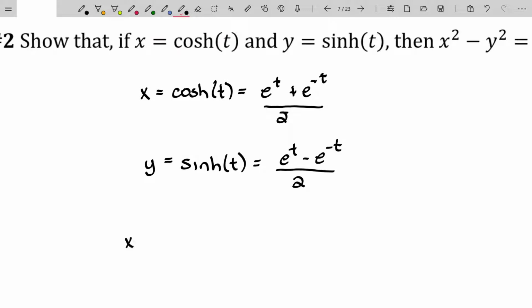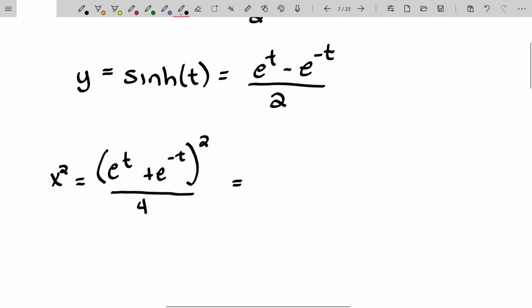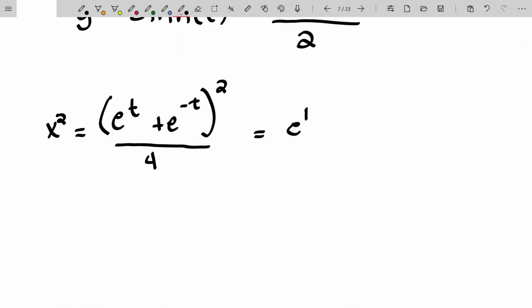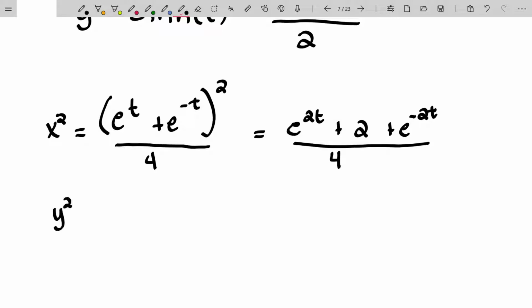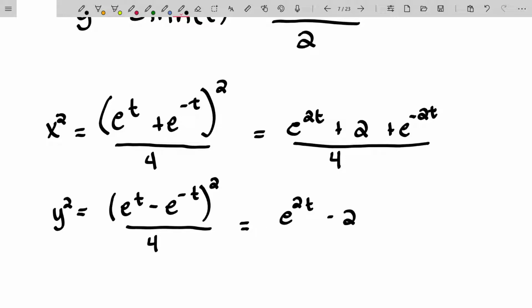Well, let's find out. x squared is going to be e to the t plus e to the negative t, squared, over 2 squared, which is 4. And this looks very similar to the exercise we did at the end of last video. So this is going to be e to the 2t plus 2 plus e to the negative 2t, and that's all over 4. You can double check my mathematics there, but it is true. And y squared, which is e to the t minus e to the negative t, squared, over 2 squared, is going to be e to the 2t minus 2 plus e to the negative 2t over 4.